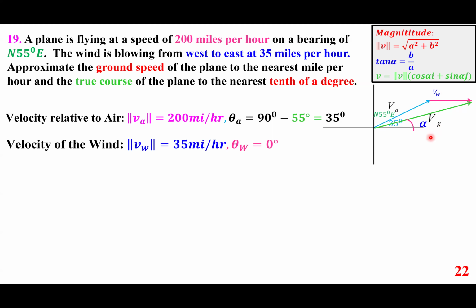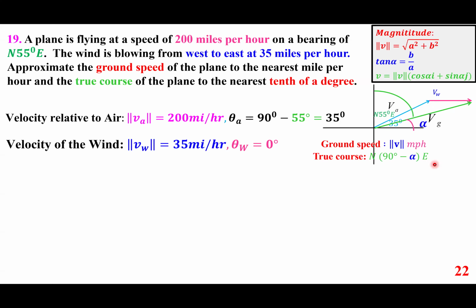So we can find its magnitude. We can find alpha, and to find the true course, if this is alpha, we need this angle, which is 90 minus that. So the ground speed is the magnitude, miles per hour. And the true course, it's northeast. What's the angle in between? 90 minus alpha. So north, 90 minus alpha, east. So I hope it's clear to everybody.